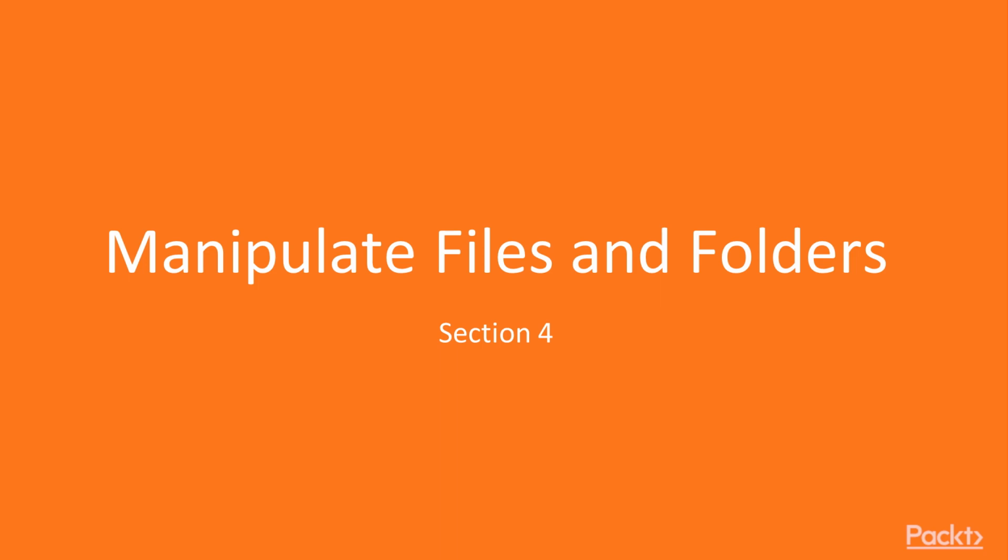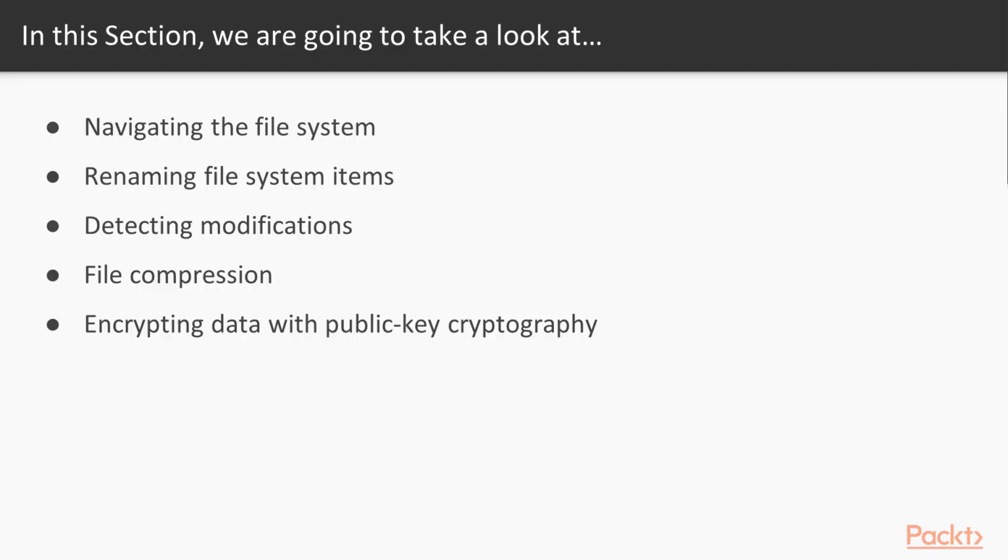In this section, we will talk about manipulating file system items such as files and folders. In the first video of this section, we will navigate the file system. Then in the second one, we will learn how to rename file system items. And in the third video, we'll understand how to detect modifications to file system items using diffs and checksums. Then in the fourth video, we will talk about file data compression.